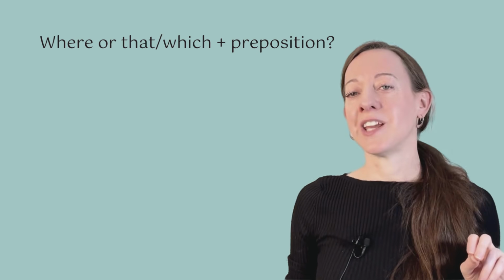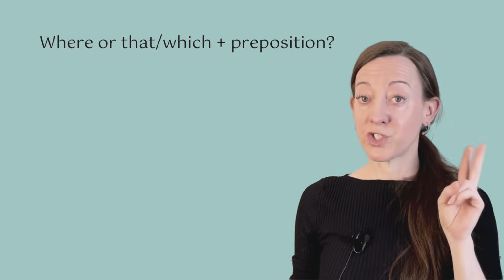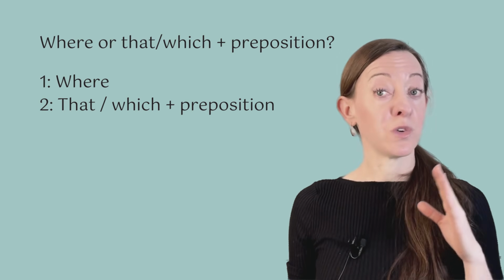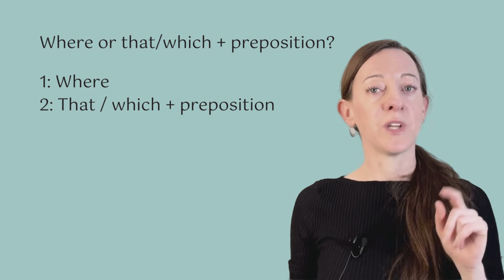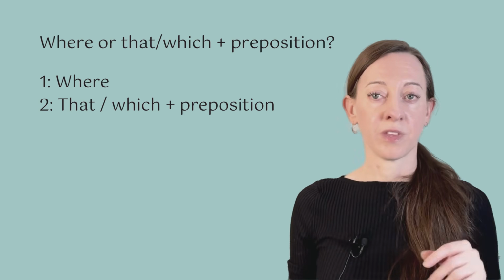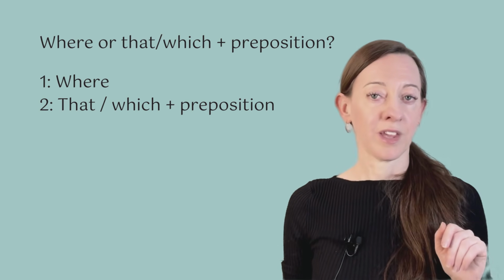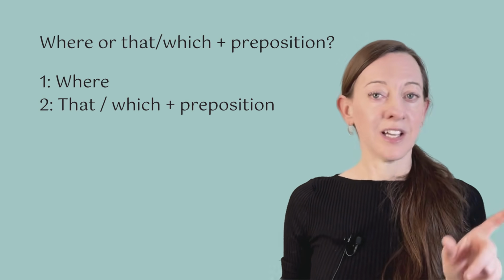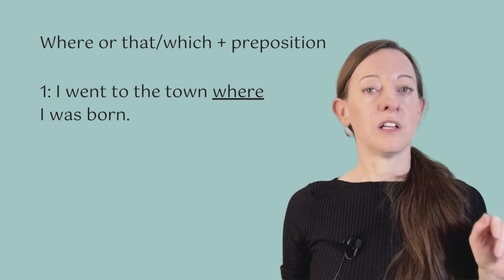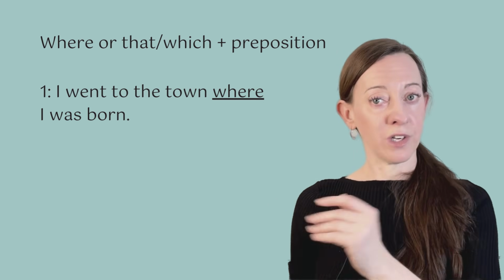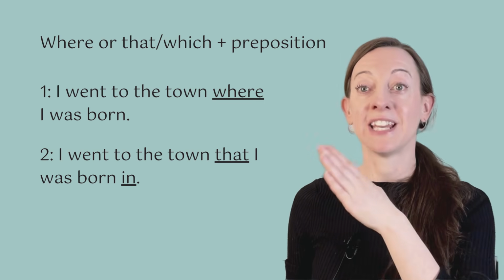If we are talking about something that happens in a place and we use a relative clause, we have two possibilities. We can choose to use where instead of a different relative pronoun, or we can use that and a preposition. Often the preposition is in, but not always. It depends on the type of place. So, let's take two sentences. I went to the town. I was born in the town. Our two options are, I went to the town where I was born. Or we can say, I went to the town that I was born in.